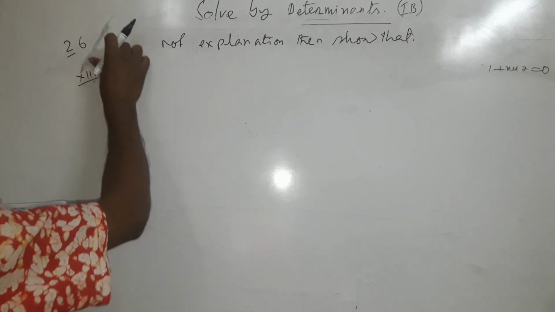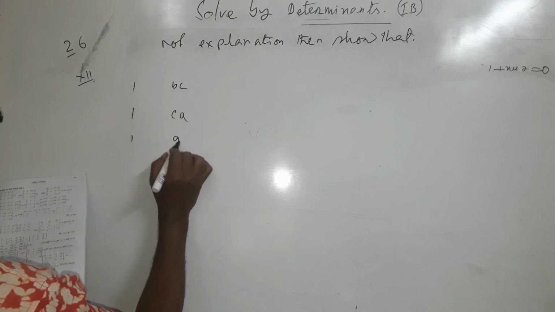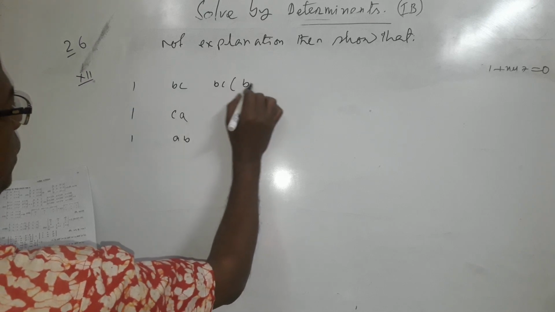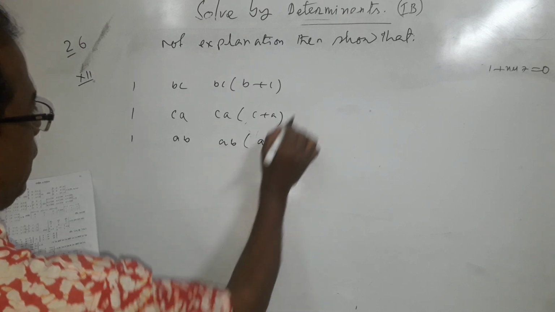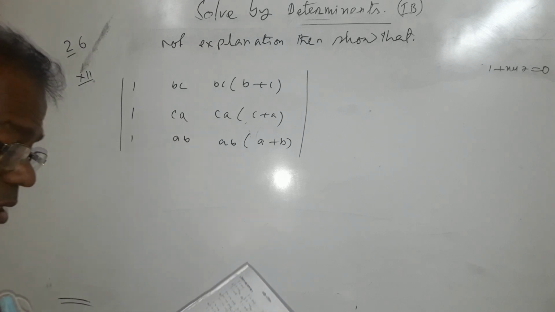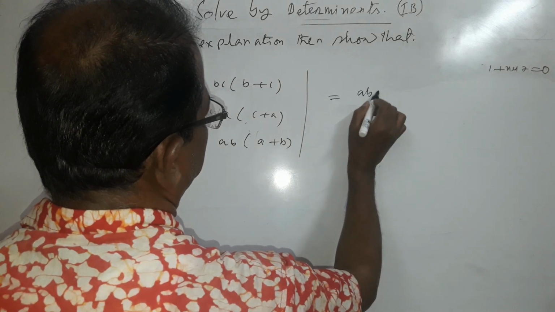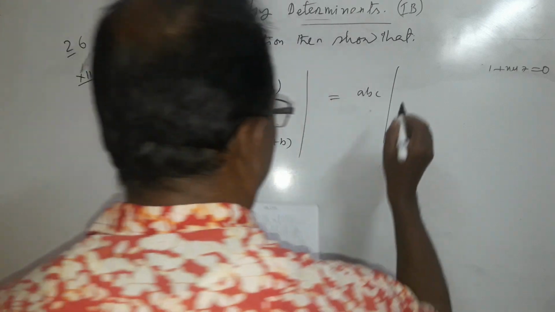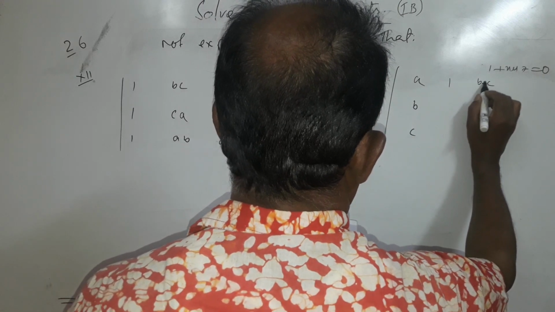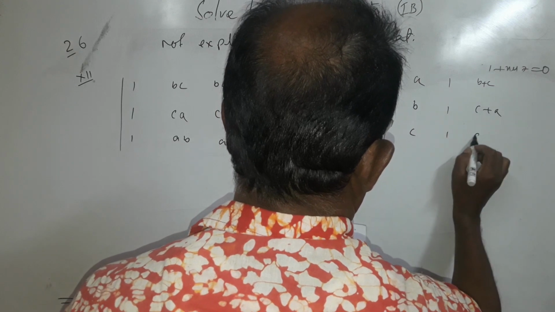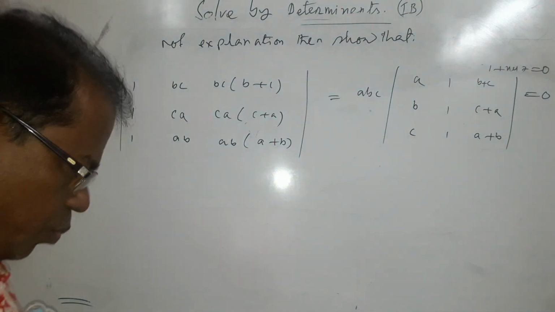The determinant with rows 1, 1, 1; BC, CA, AB; and BC into B plus C, CA into C plus A, AB into A plus B, right? Okay, equals ABC into the determinant of rows 1, 1, 1; A, B, C; 1, 1, 1 and so on equals 0. This is the proof.